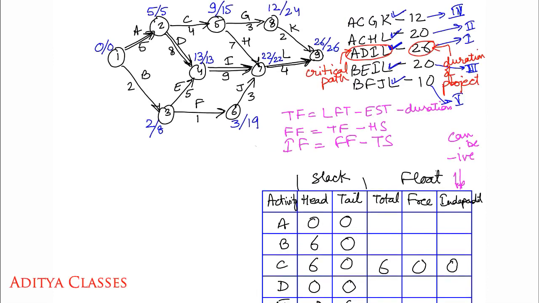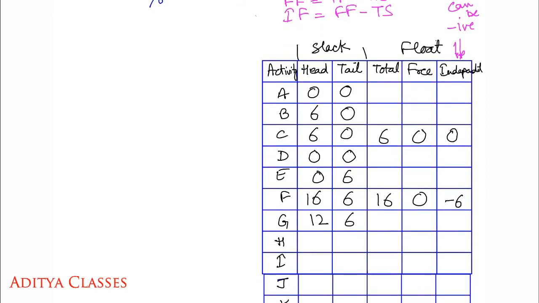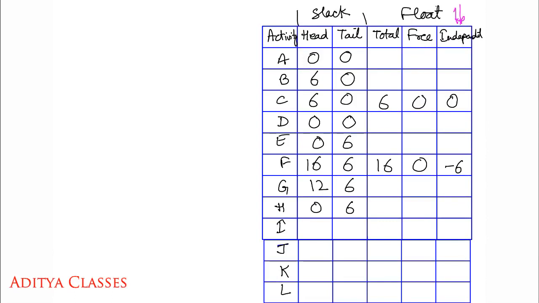What about H? In case of H, we see its head is tied to 22, 22, so no slack available at head. At tail we have a slack of 6. So we can say that there is no slack at head, but at tail we have a slack of 6. Then let us jump on to I. Where is I? Here we have I. 22, 22, and so no head slack, no tail slack. As we already know, a critical activity does not have any kind of leverage. So both things are 0. No head slack, no tail slack for I.